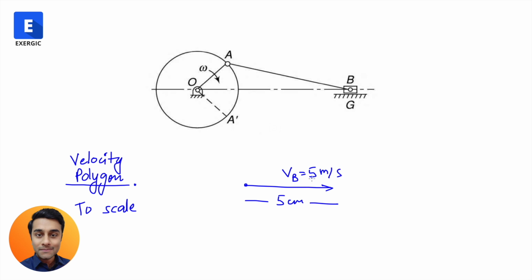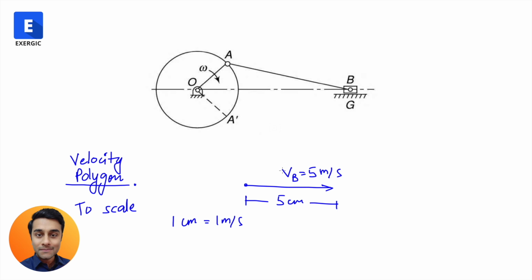And suppose I have drawn this vector of 5 centimeter length. Then what is the scale of this vector? In this vector, 1 centimeter represents 1 meter per second, right or not? If this is 5 centimeter, it is 5 meter per second. If this was 2 centimeter length, then it would have represented 2 meter per second. So accordingly, I have set one scale, and this scale will be applicable for any other velocity that I draw with respect to this velocity.